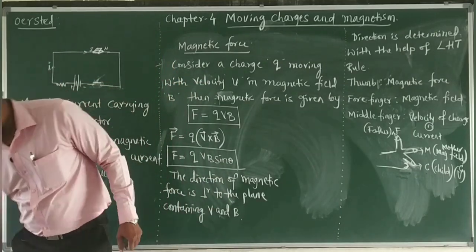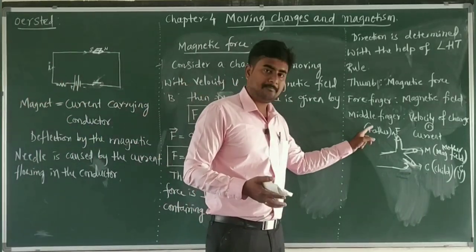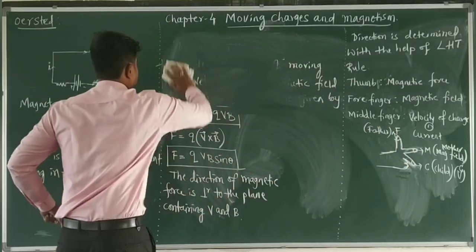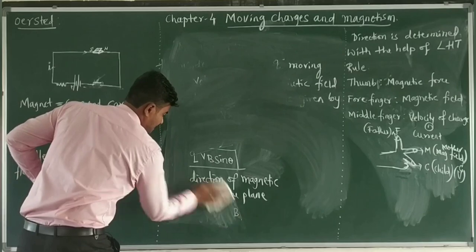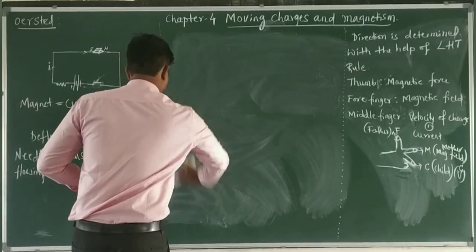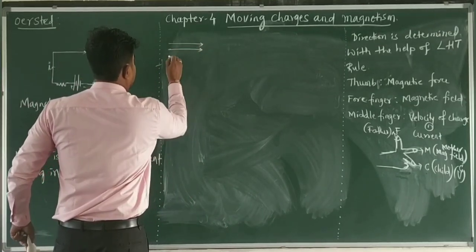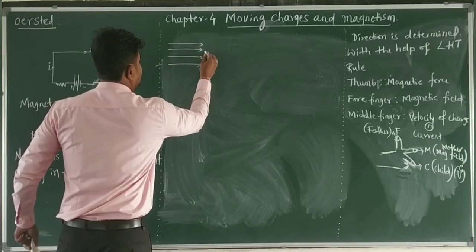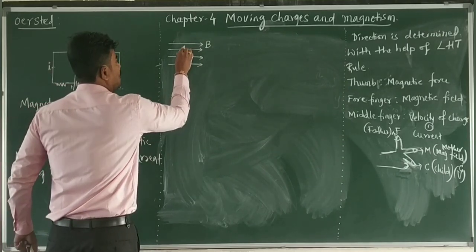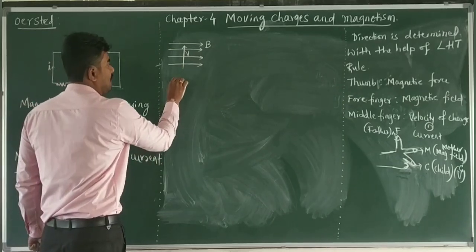Okay, let us understand some of the important directions, how we are supposed to find directions. The direction of magnetic force. See here, this is a magnetic field, direction of magnetic field, and this is how the charge is moving. This is velocity of charge. Then what is the direction of force?